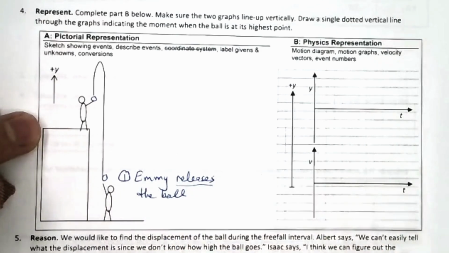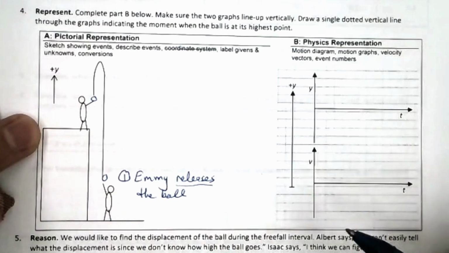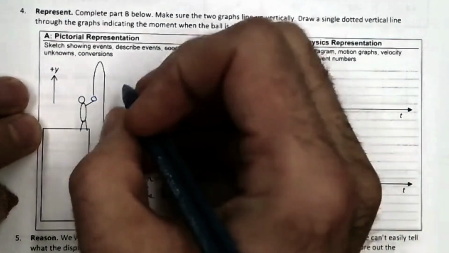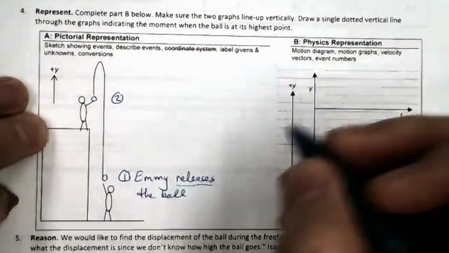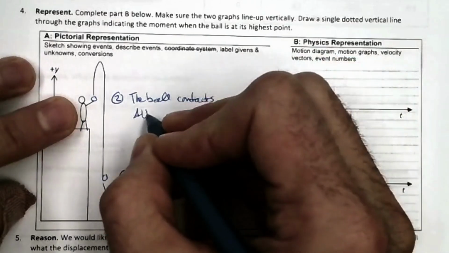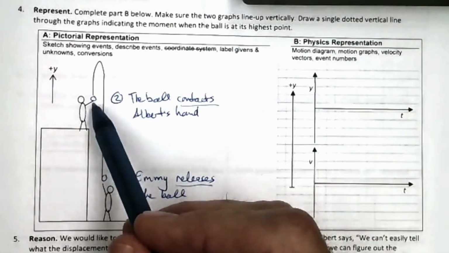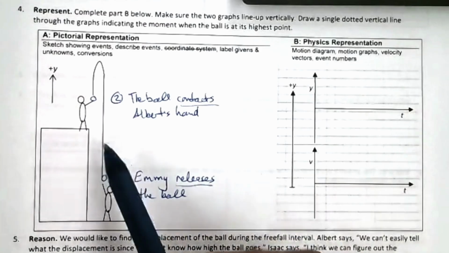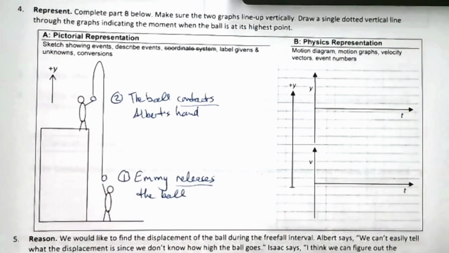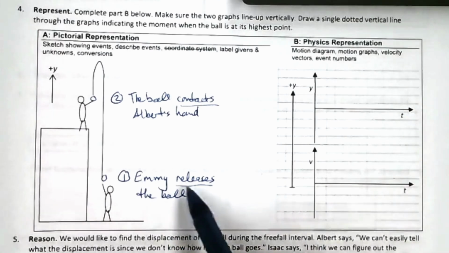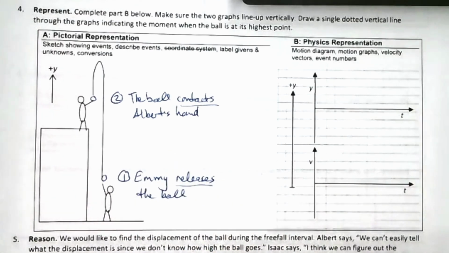If we say something like he catches it or he stops the ball, that might be describing the interval of time while the ball is in contact with his hand and is slowing down. So we want to be super careful here. An important part of our understanding here is that at event 2, the ball is still moving quickly. It has only just contacted Albert's hand, and that's what ends the free fall interval. Just like this is what begins the free fall interval.